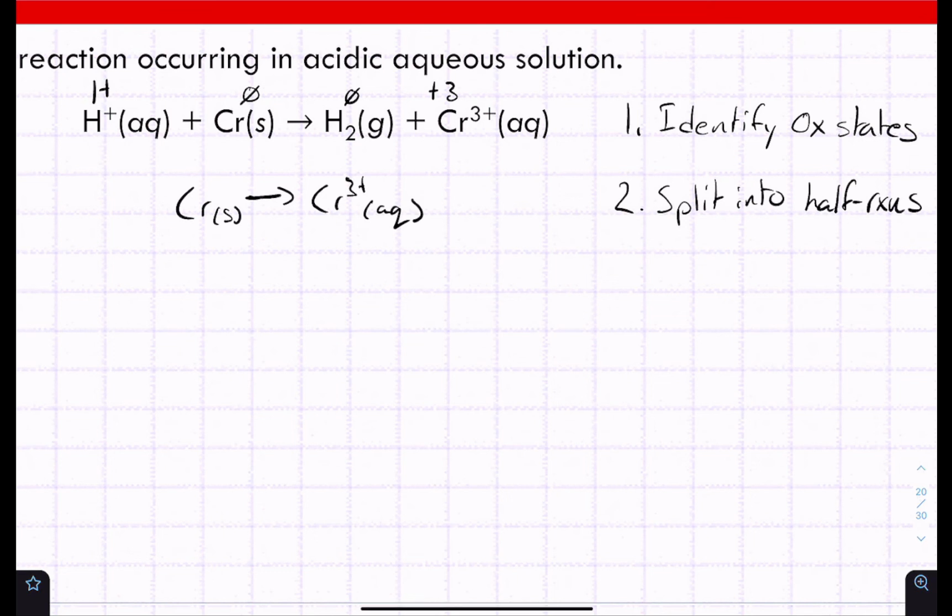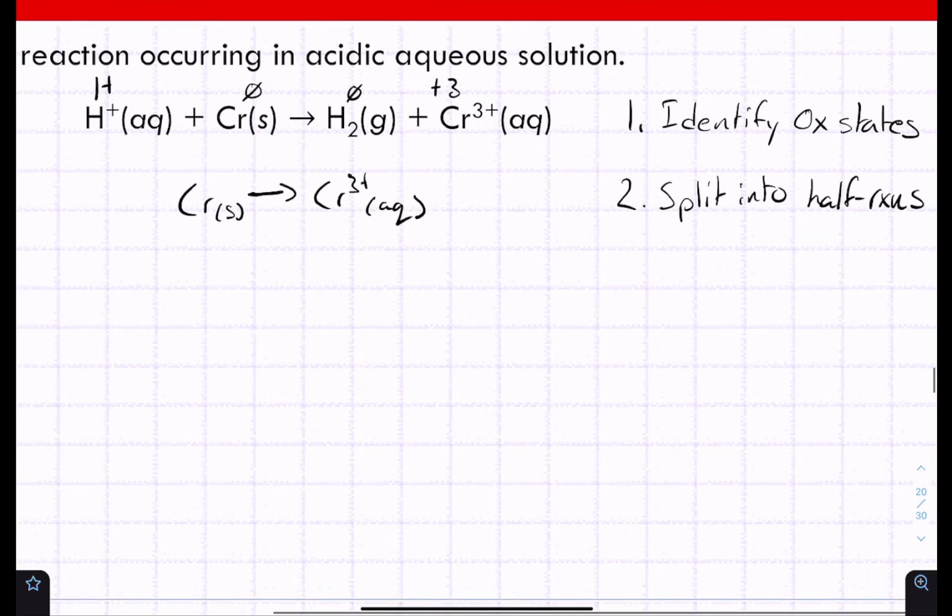And then our other half reaction is what's being reduced, which is oxygen, or hydrogen, not oxygen. So it's going to be H+ aqueous goes to H2 gas. So those are 2 half reactions. I'm going to start switching up the colors.